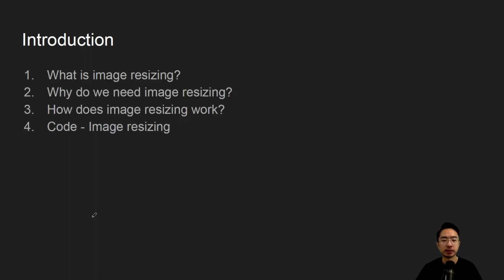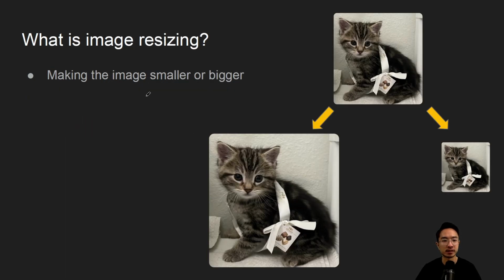All right, so in this video, we're going to talk about image resizing. We'll start off with what is image resizing, why do we need image resizing, how does image resizing work, and then jump into some coding examples. Okay, so what is image resizing? The basic idea is you make an image smaller or bigger. So here you can see a bigger one, and then here is a smaller one. And we'll get into details of how this actually happens.